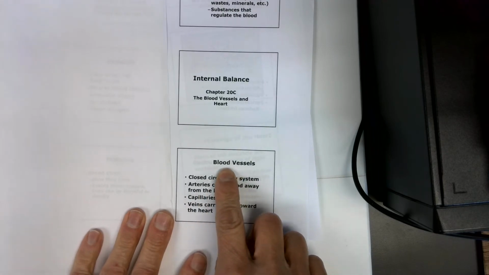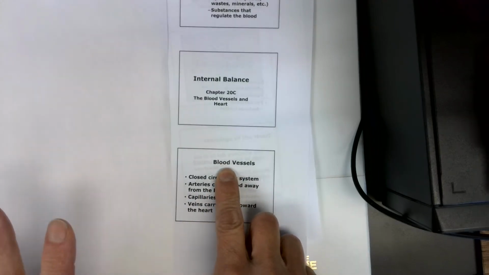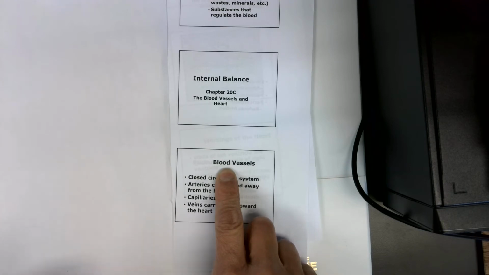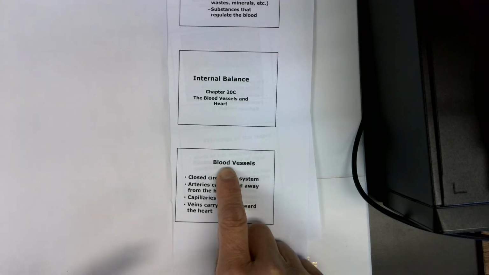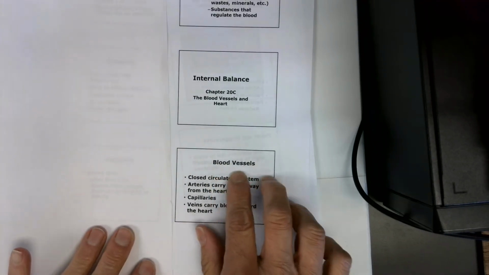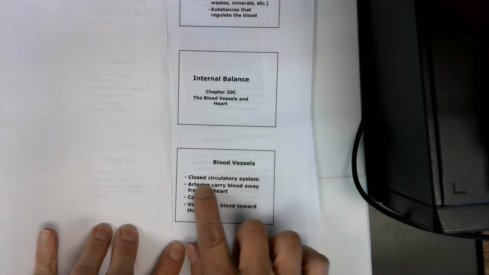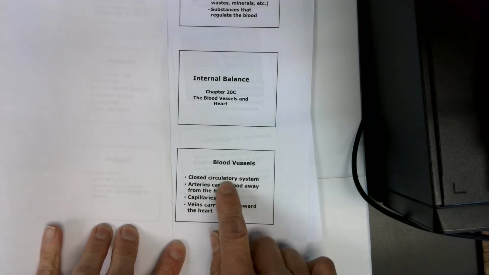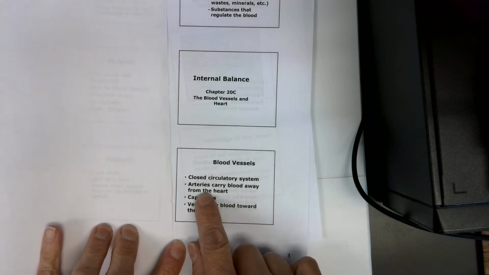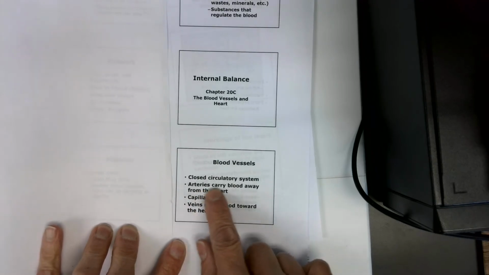One of the things we looked at in the last group of slides was the fact that we have red blood cells, white blood cells, platelets, all the things that are floating in our circulatory system. Now we need to talk about the blood vessels that are part of that system. We have a closed circulatory system. That means our blood stays contained in our veins, arteries, and heart.